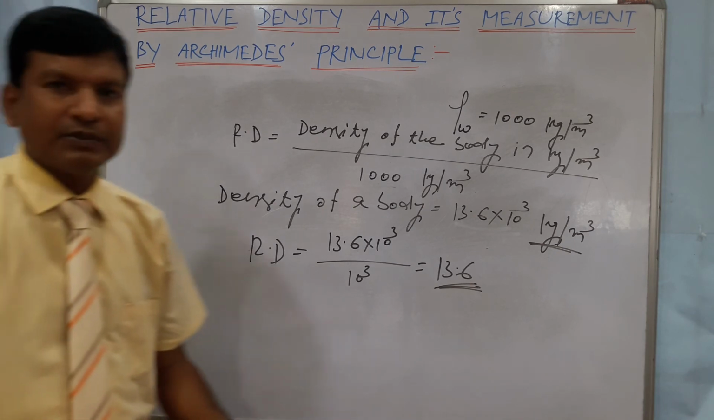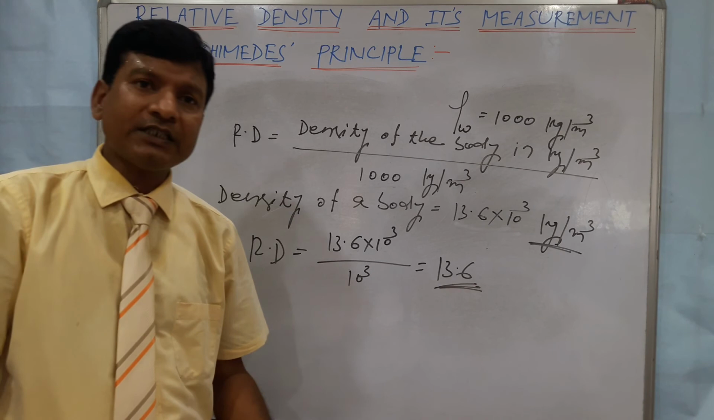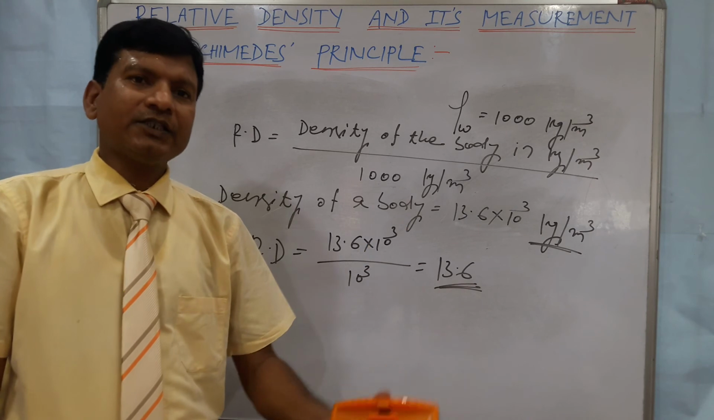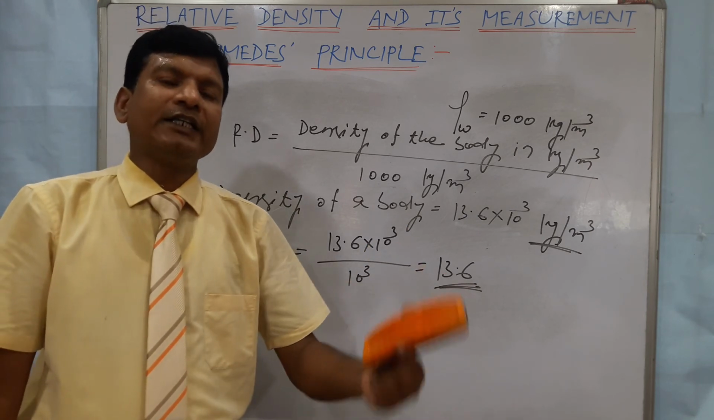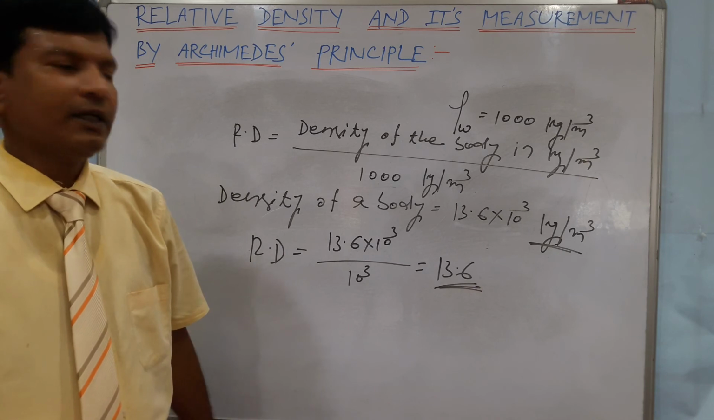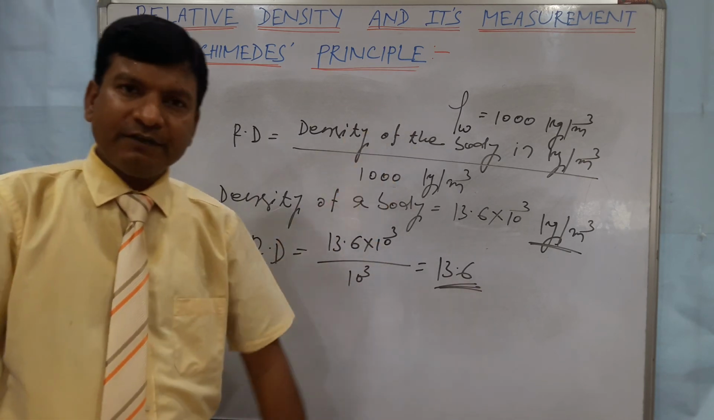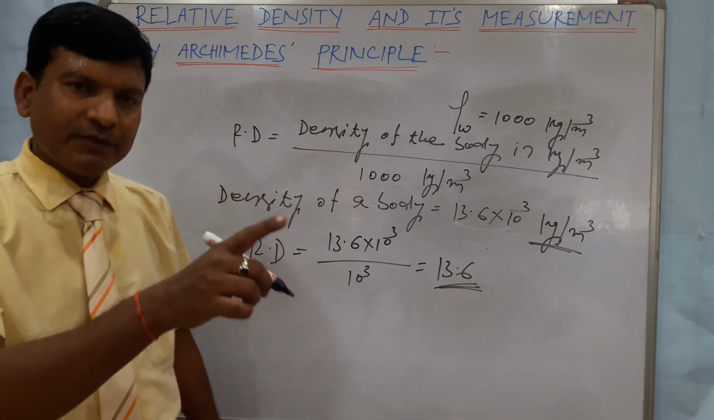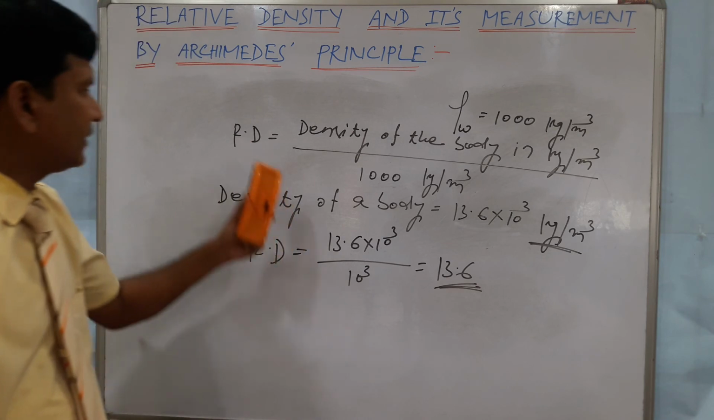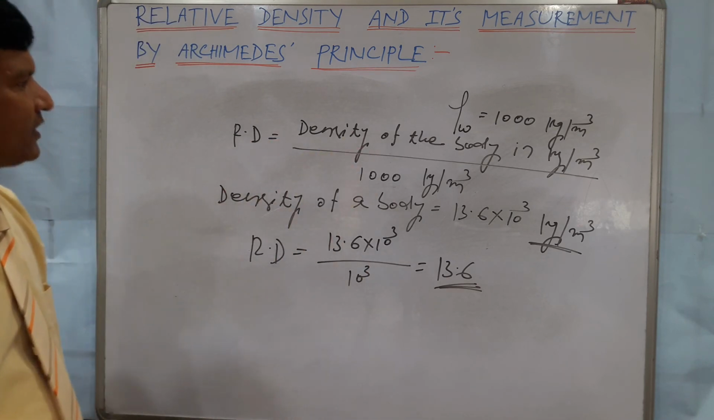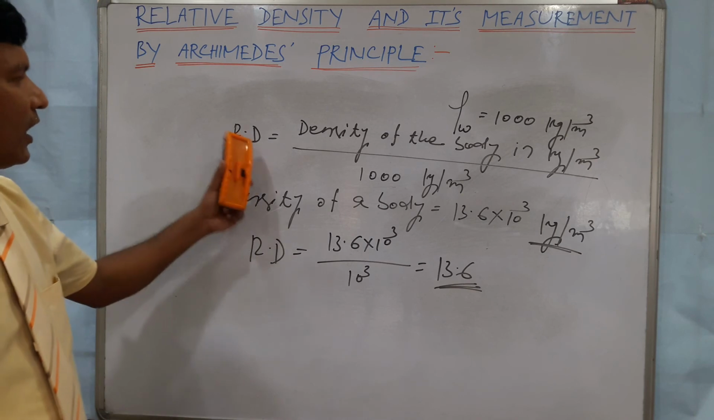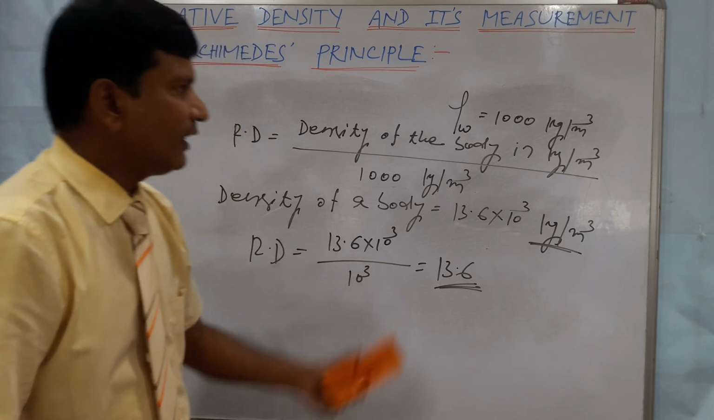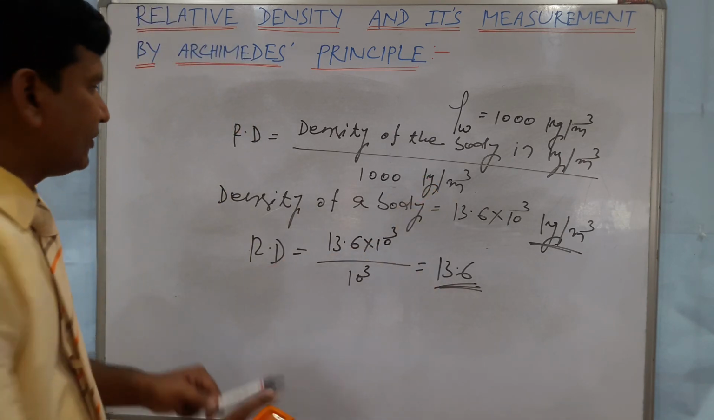So remember, once again I am saying to you, if the density of the substance is given in the CGS unit, then the relative density of the substance is the numerical value of the density of the substance in the CGS unit. But if the density of the substance is given in the SI unit, then the relative density is equal to the density of the substance divided by 1000. Remember this one. Density of the substance divided by 1000, or relative density into 1000 is equal to the density of the substance in kg per meter cube or in the SI unit.